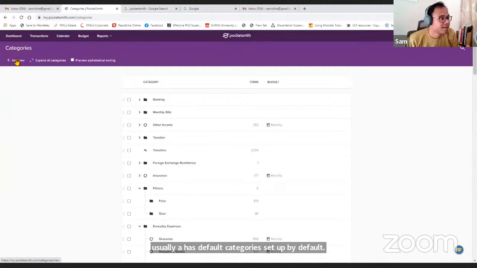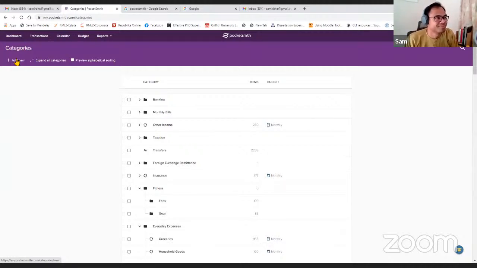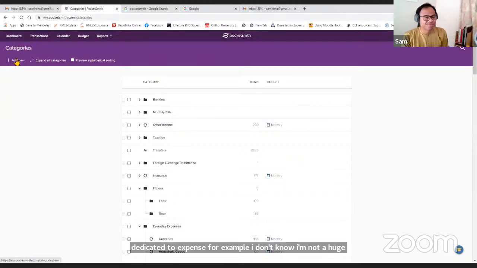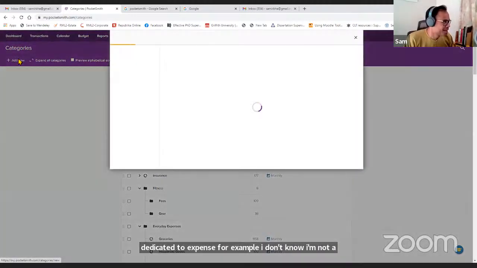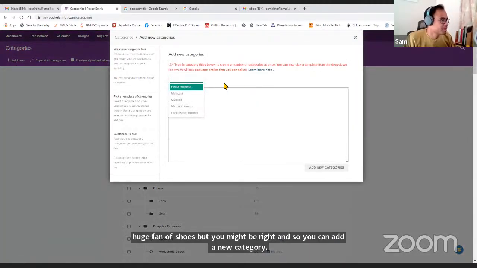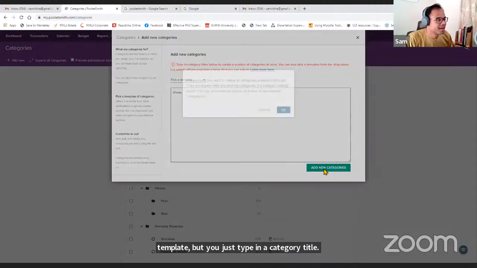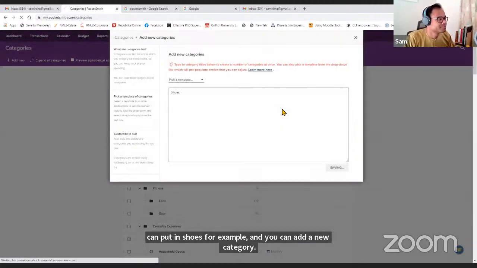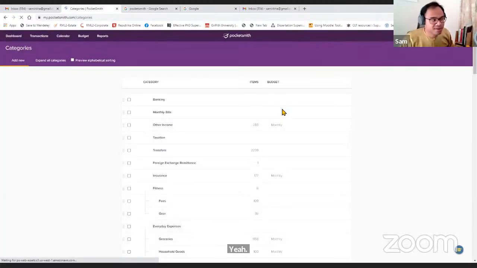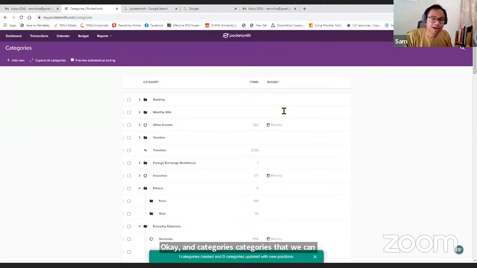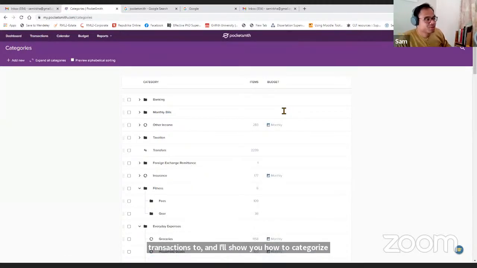For example, maybe you've got a dedicated shoe expense. I don't know, I'm not a huge fan of shoes, but you might be, right? And so you can add a new category, okay? You don't have to pick a template, you just type in a category title. You can put in shoes, for example, and you can add in new category. Yeah. Okay. And categories are what we can categorize transactions to. And I'll show you how to categorize transactions shortly after this. Right. Now, let's head back to the PowerPoint slides.